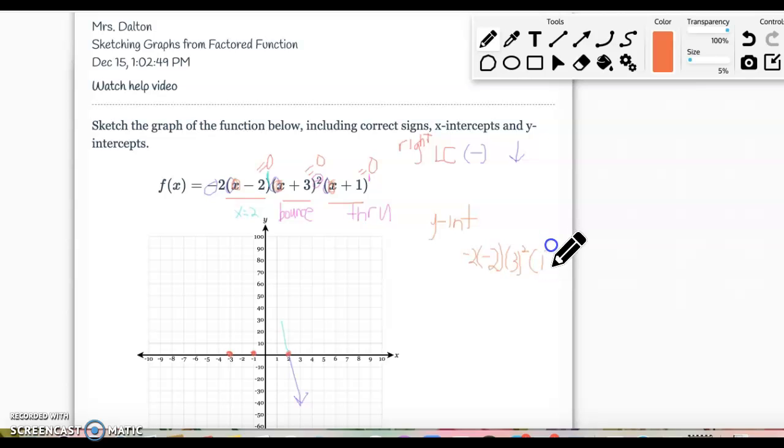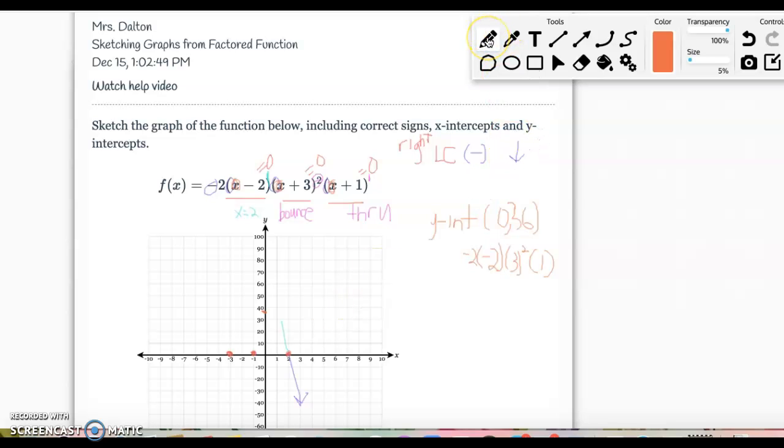So I need to multiply all of those together. Well, 3 squared is 9. 9 times negative 2 is negative 18. And then negative 18 times a negative 2 would be a positive 36. So my y-intercept is at 0, 36. Sorry, my handwriting's terrible, but this is really hard to write with your mouse. Okay, so I am going to have a y-intercept at approximately 36, so it's going to be approximately there.